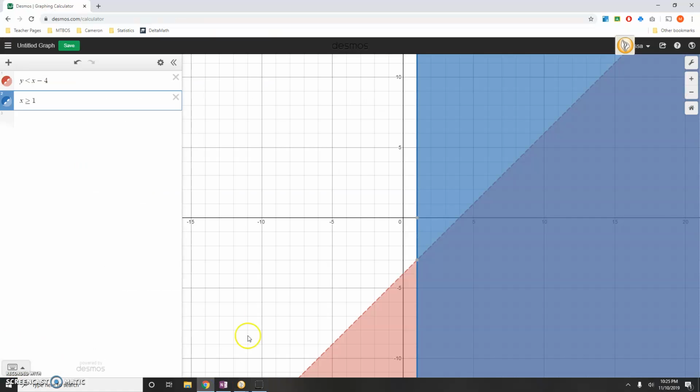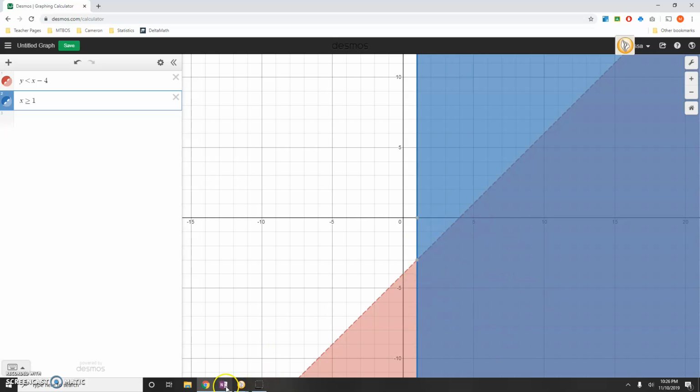All right, here were my solutions to this one. First off, y is less than x minus 4. I've got that nice dashed line and shaded below. x is greater than or equal to 1. That is a solid line, and I want all x's that are bigger than 1, so I'm shaded to the right. So my final region that is shaded in both colors is in my bottom right.